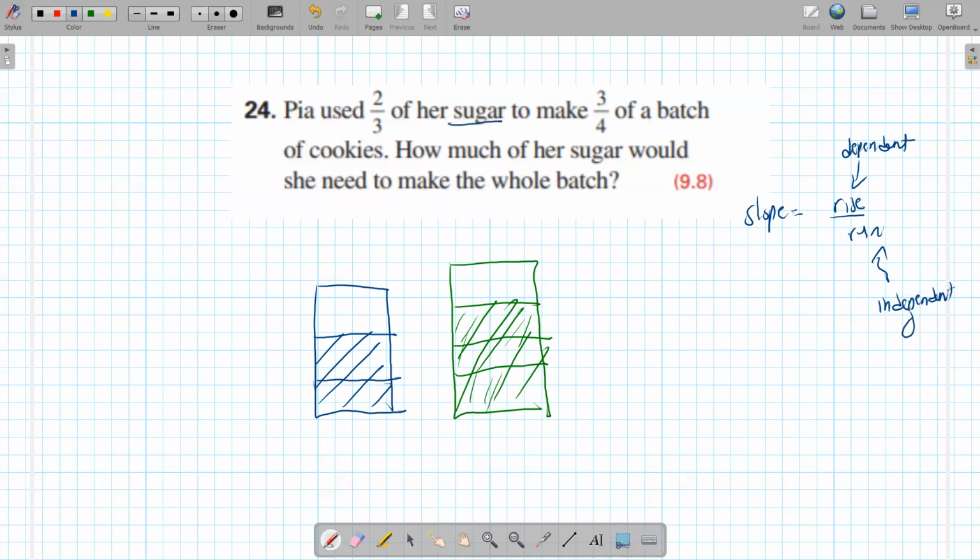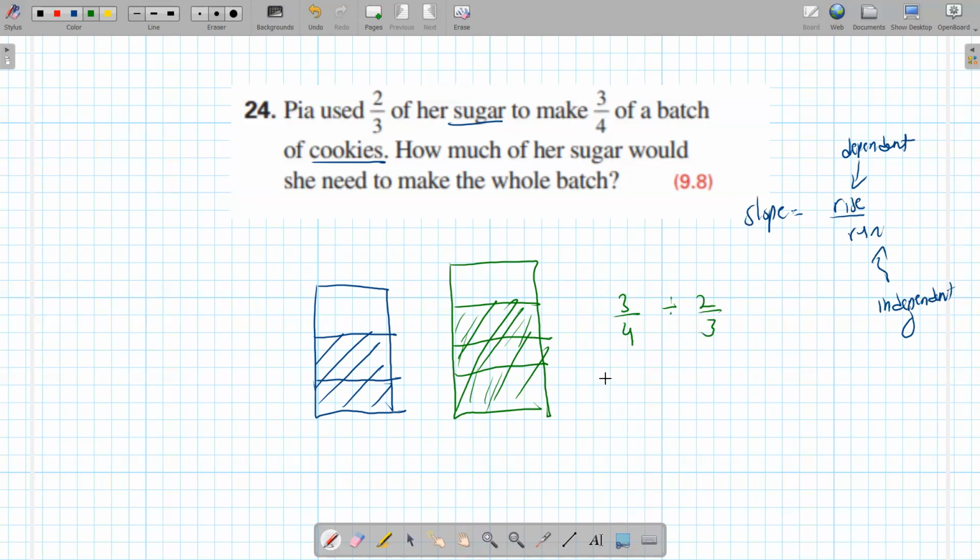Is the sugar the dependent variable or is the cookies? Which depends on which? The cookies depend on the sugar. Exactly. So that means the cookies are the dependent variable. That's why it's going to go in the numerator. That's why we do 3/4 divided by 2/3.